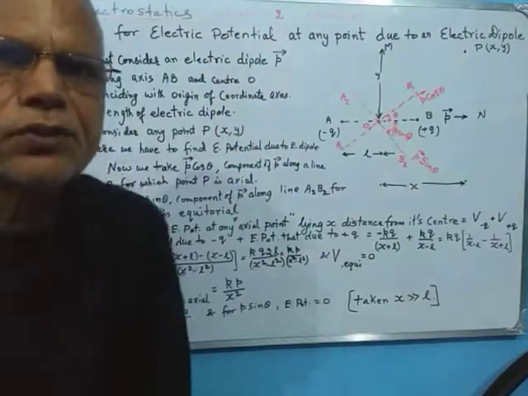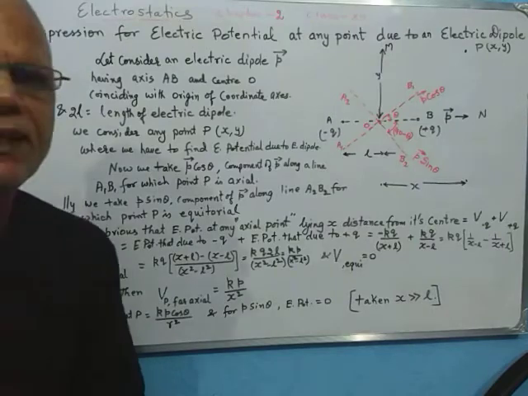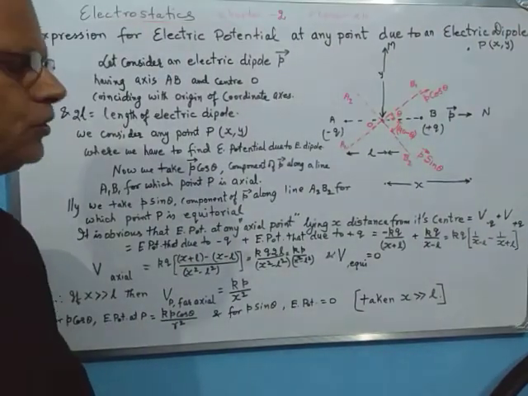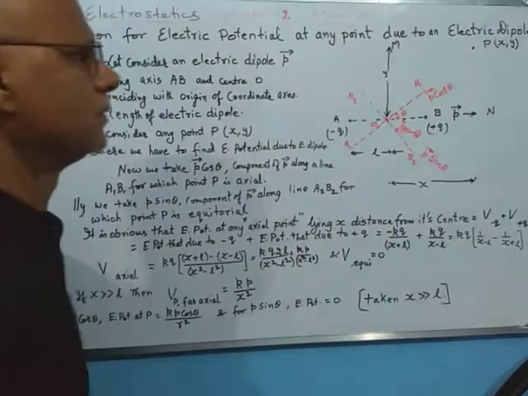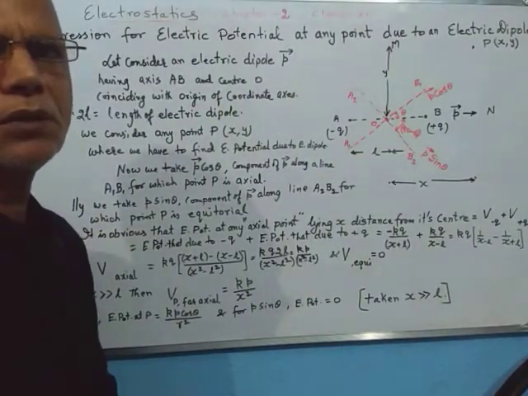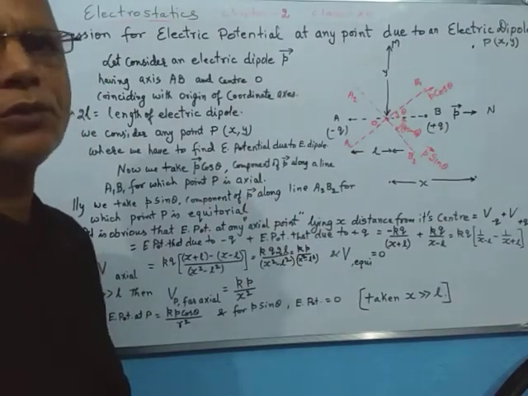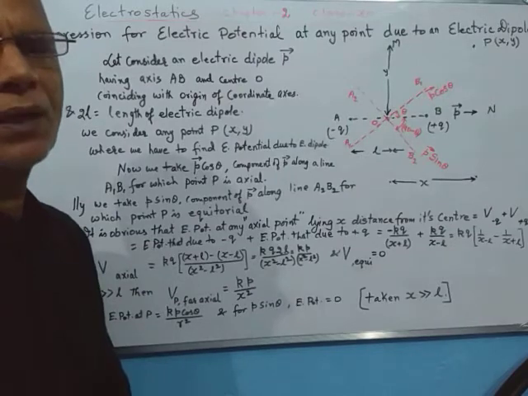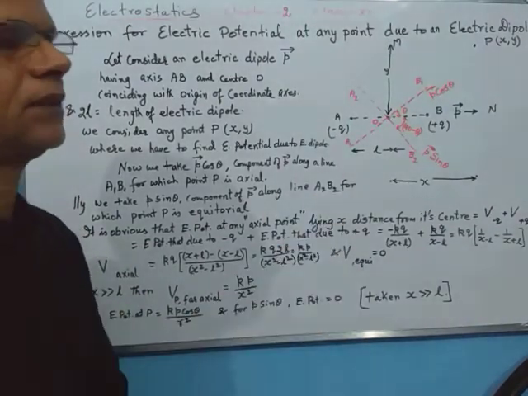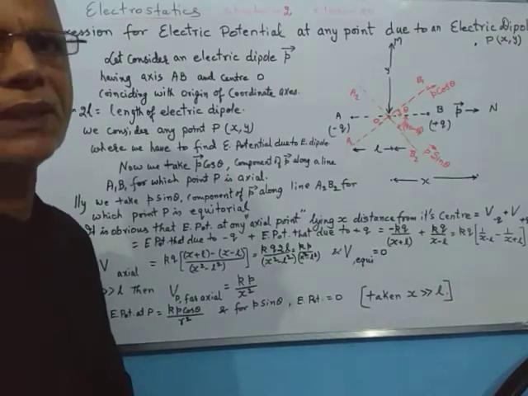Dear students, today we are going to find the expression for electric potential at any point due to an electric dipole. Now, before we really talk about the electric potential at any point, we will talk about two separate cases and then finally find this expression for electric potential at any point due to an electric dipole.